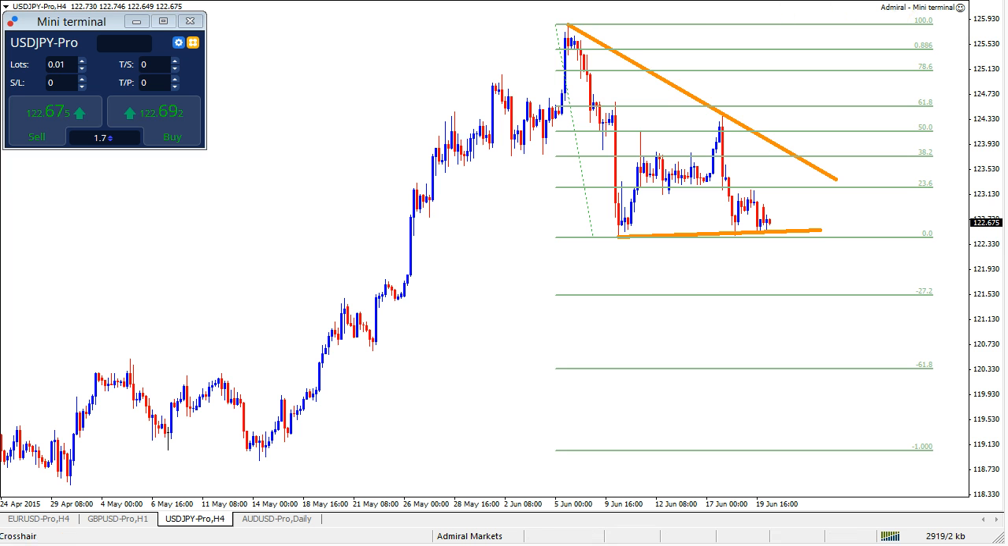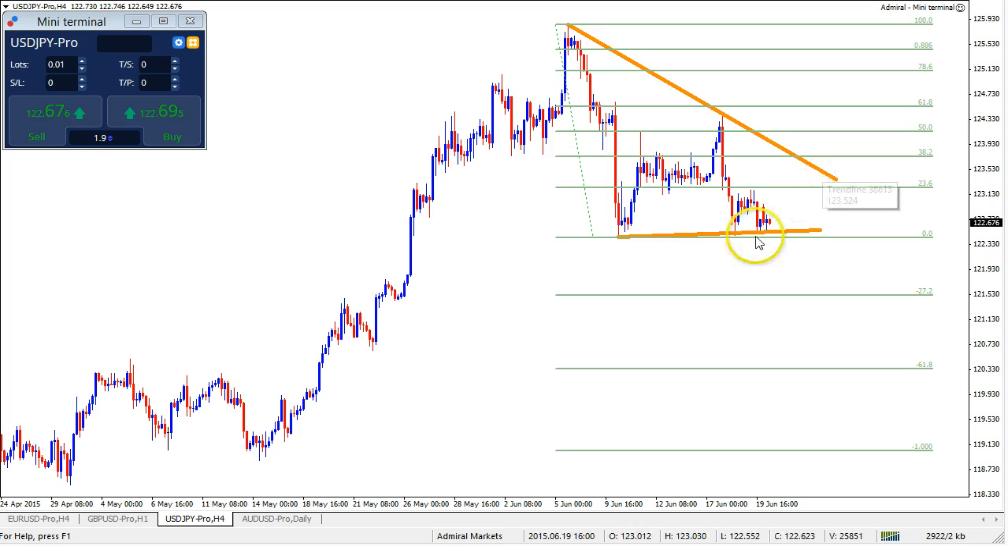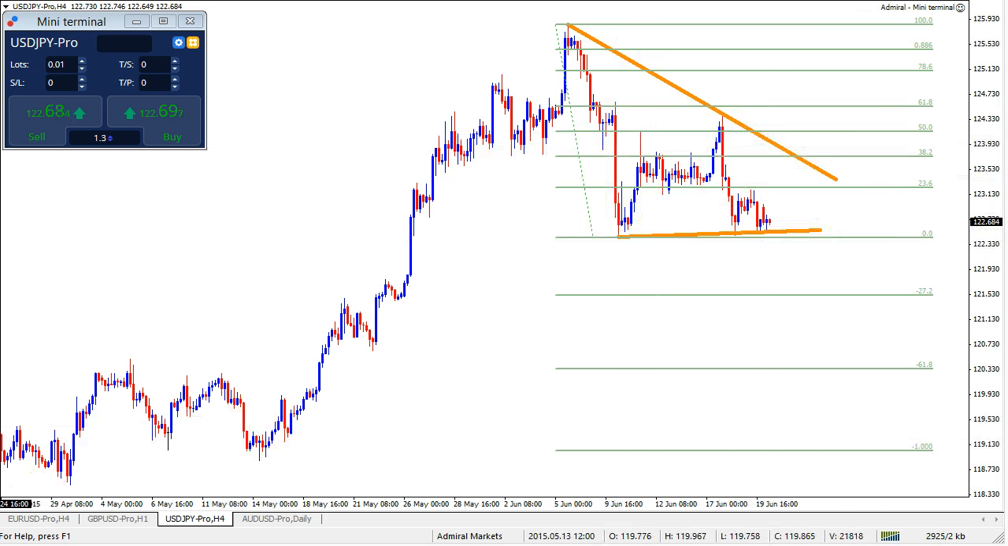Now that analysis is invalidated if price actually breaks through the resistance line here, of course, and could be confirmed if it breaks through the support line.